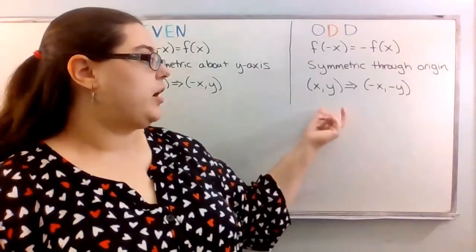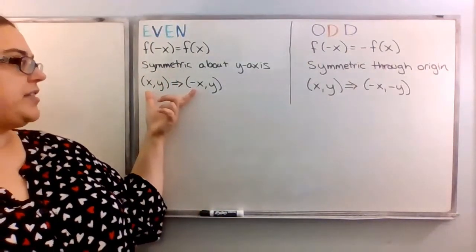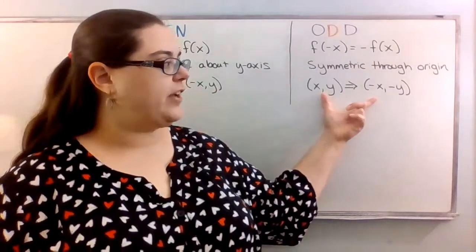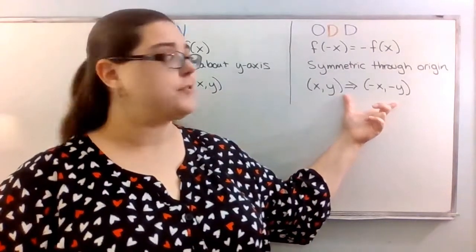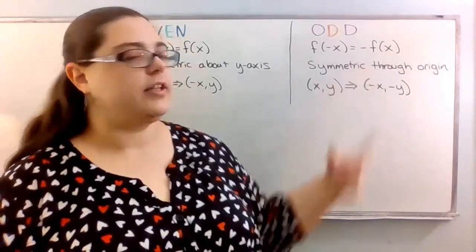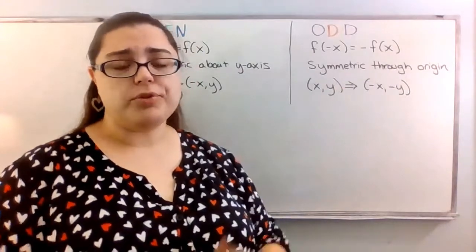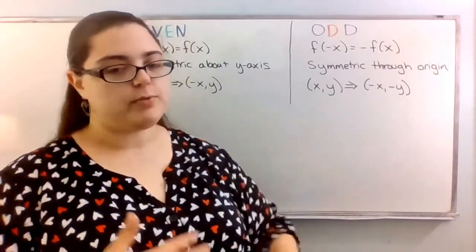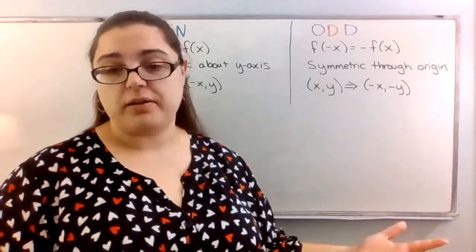So this time, instead of the positive and negative values of x having the same y value, the positive and negative values of x are going to have opposite signed y values. This is going to result in symmetry through the origin. We'll do a few examples, both algebraically and graphically. The symmetry is what we're going to use to determine graphically if a function is even, odd, or neither.